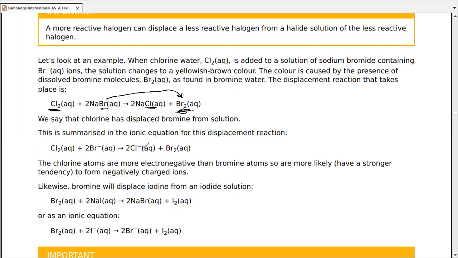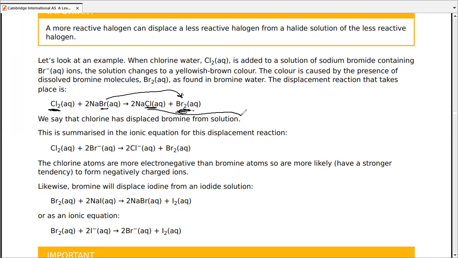This is a very simple displacement reaction, and it's pretty obvious we're talking about non-metal displacement. Well, the rule for displacement is pretty simple and straightforward. Be it metals, be it non-metals, the more reactive one can always displace the less reactive one. So chlorine has displaced bromine from solution.